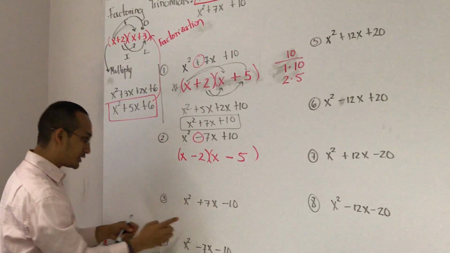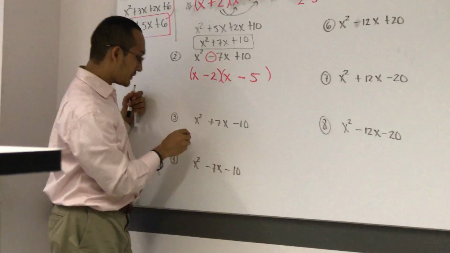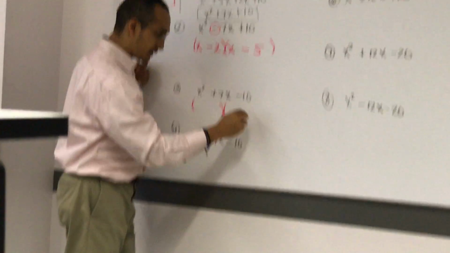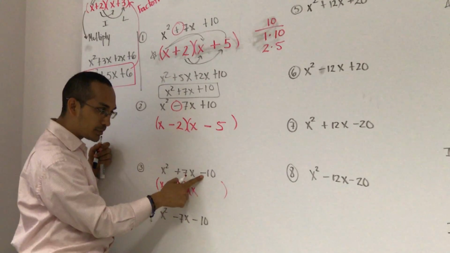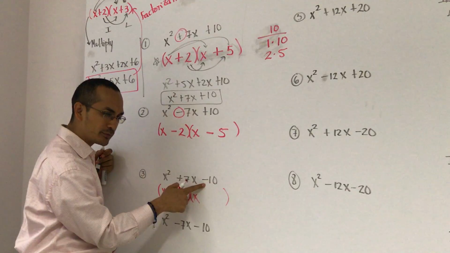Again, one more time with number 3. Let's try this. So we have parentheses, x and x. The signs, this one's a little bit different. The third term is negative.